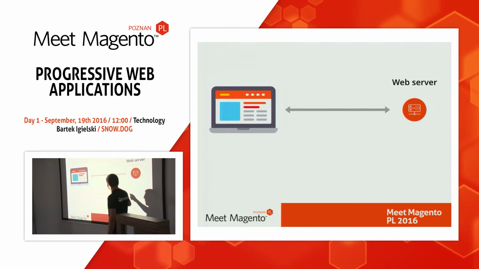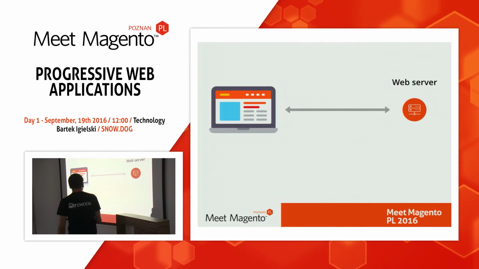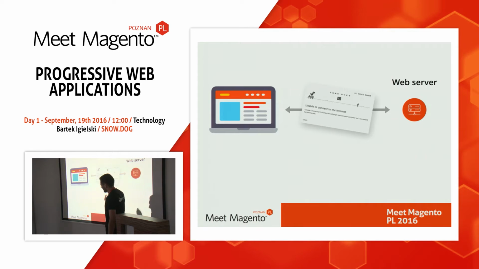There is a current model of the distribution of web pages. So here is your client, here is your server. If the client needs something, it asks the server, and the server sends it to the client. If the connection is lost and the offline dinosaur comes, you can probably do nothing. You can't even say, hey, you are offline, just like an error on a native application. There is no feedback at all.